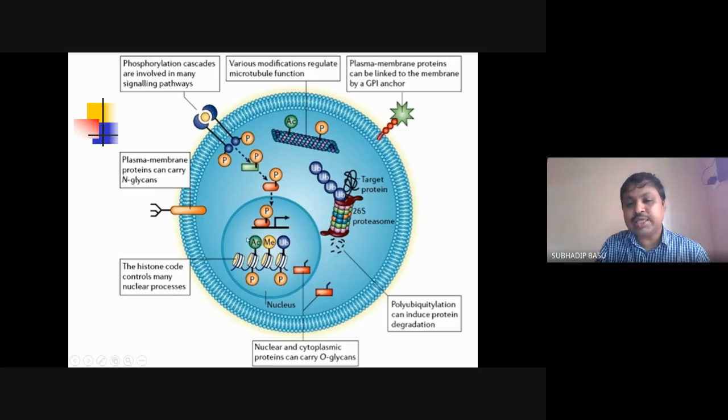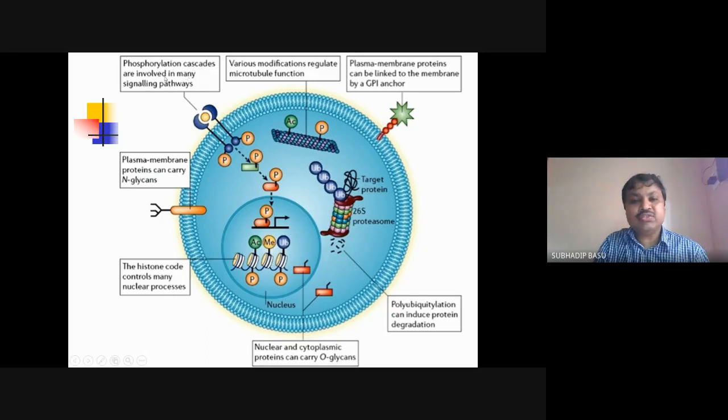These are also methylated, ubiquitinated, and there are a lot of different types of post-translational modifications, phosphorylated inside the nucleus as well. And this also helps in different types of regulatory activities. Plasma membrane proteins can carry N-glycans. Nuclear and cytoplasmic proteins can carry O-glycans.